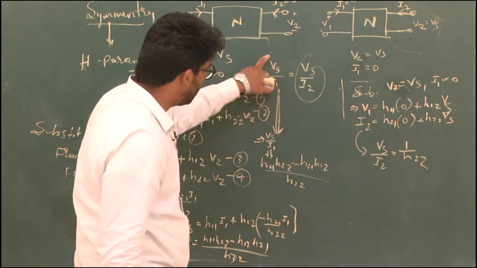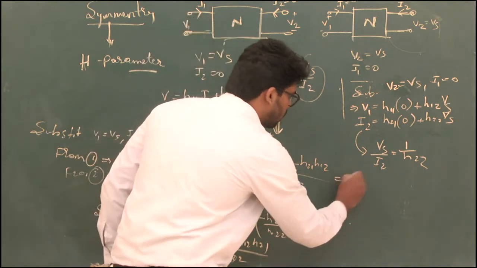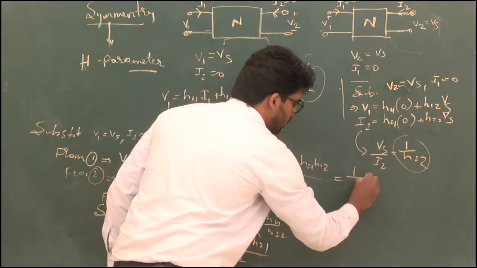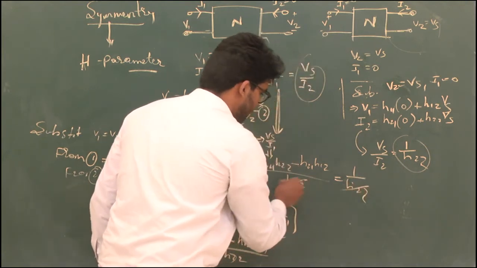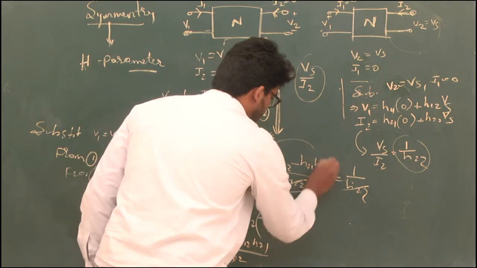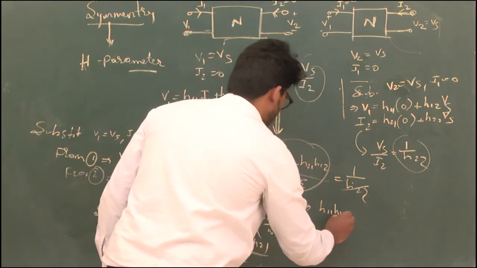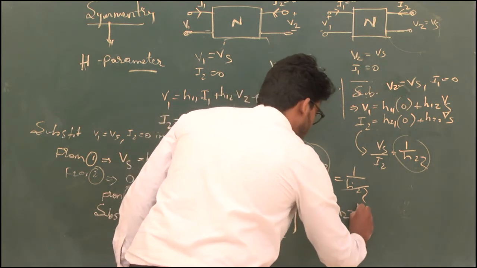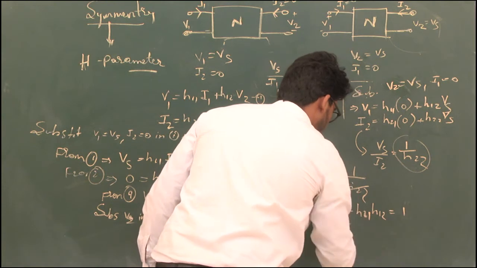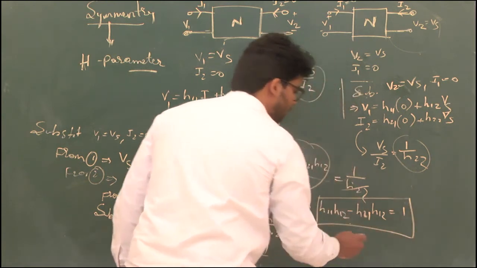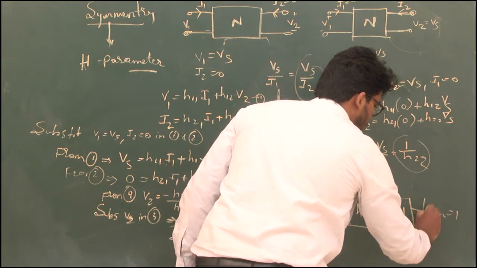Okay, so Vs by I1 you got this, and Vs by I2 is equal to 1 by H22. You need to equate these. Further we will calculate and get H11 H22 minus H21 H12 equal to 1. So this is the symmetry condition for H parameter, that is delta H equal to 0.